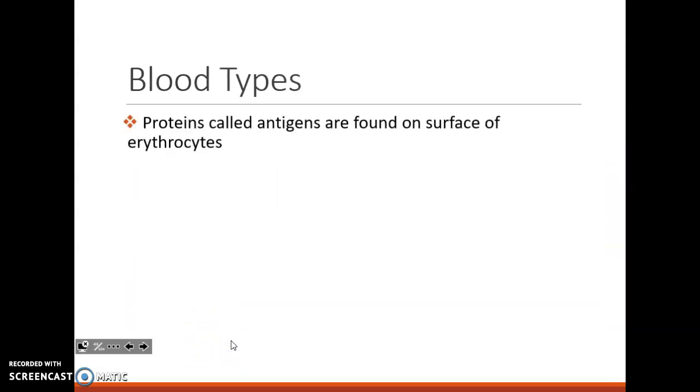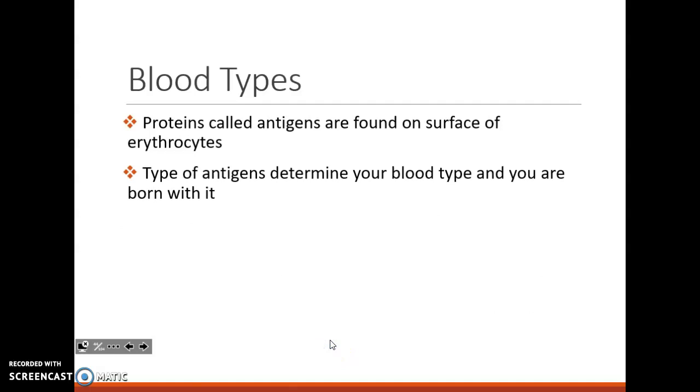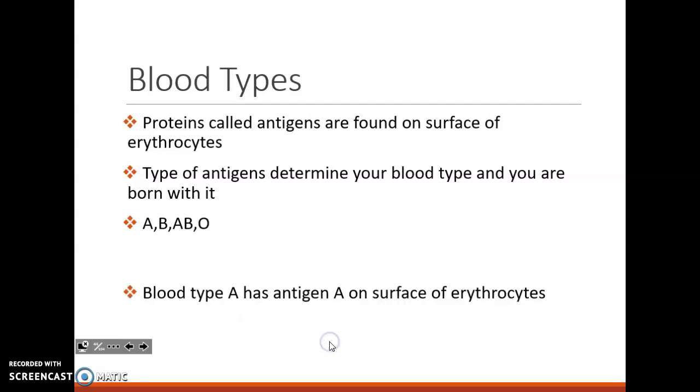Let's talk about blood types. Blood types are determined by the proteins on the surface of your red blood cells, of erythrocytes. So please write that down. And proteins called antigens are found on the surface of the erythrocytes. And the type of antigen on the surface of your red blood cell determines your blood type, and it's genetic, you're born with it. The four types are A, B, AB, and O.